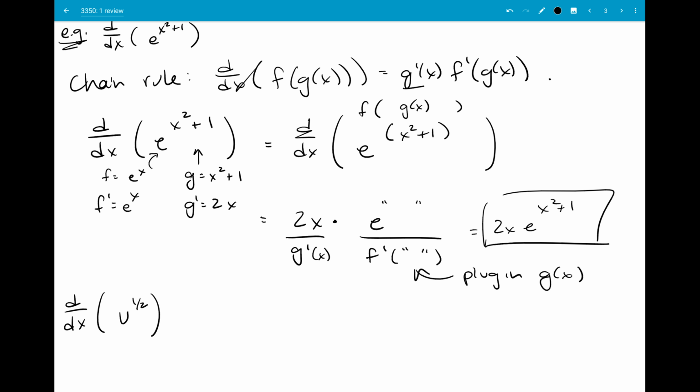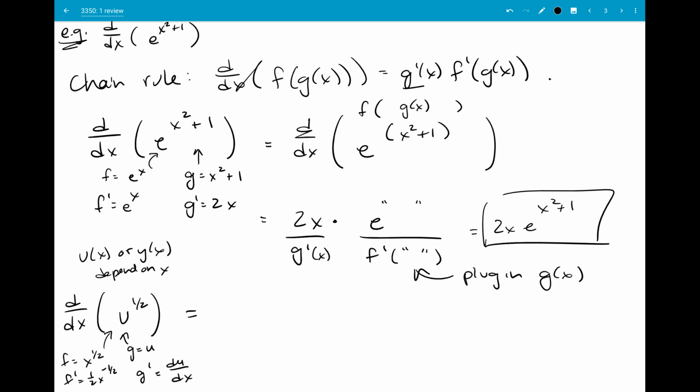What's important to remember is that variables like u or y are functions of x. So they're kind of like this g of x right here. So our g is u, and our f is sort of some function to the 1/2. And so our f prime would be 1/2 x to the minus 1/2, but our g prime would be du/dx. Because u is a function of x, we don't know what u is in this example, but we know that it changes with x.